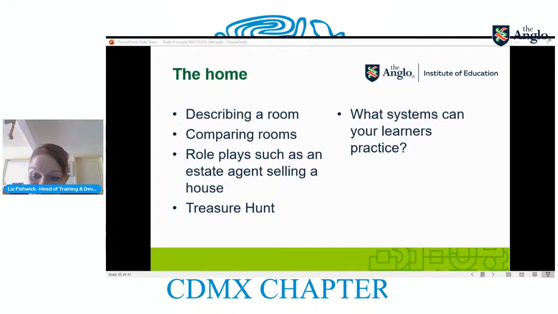Okay, then. Another idea is you could do a role play, actually using the rooms learners are in, like an estate agent selling a house or an apartment, or renting a room, and actually using the surroundings they have now. So think about this: what systems can your learners practice using these activities, which are all about the home and the rooms? Can you please type your comments now?